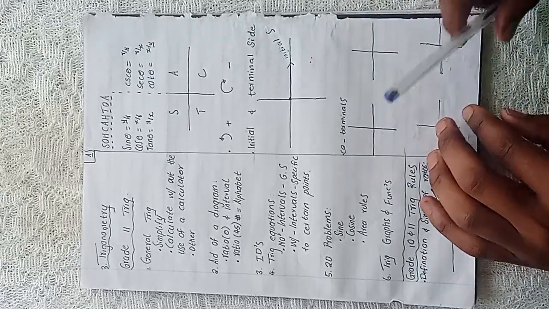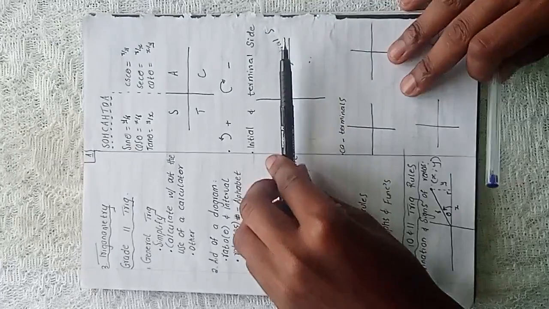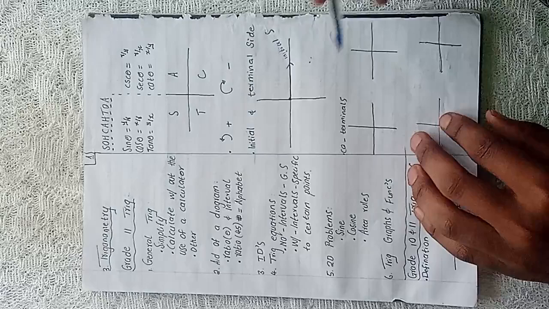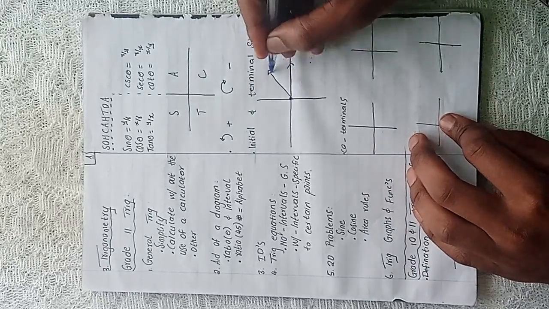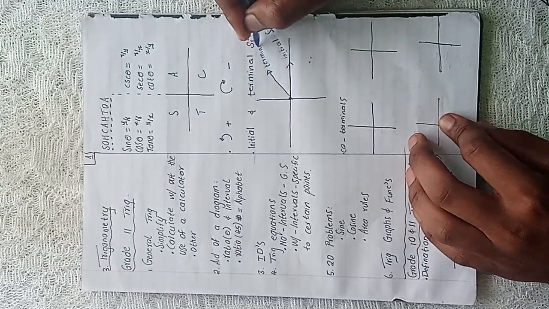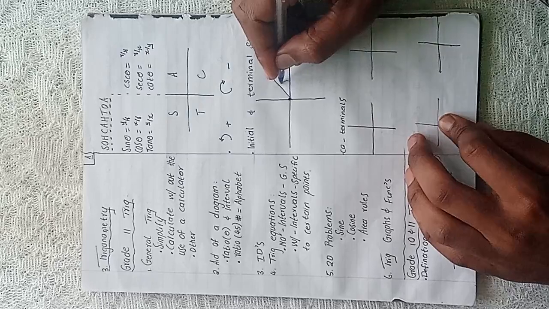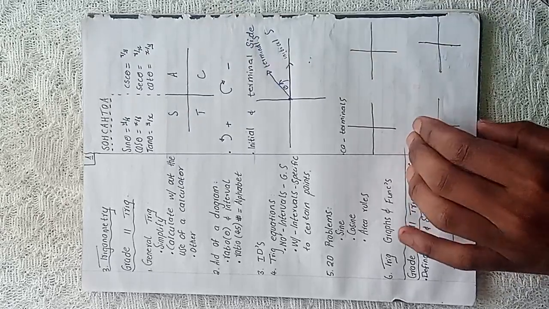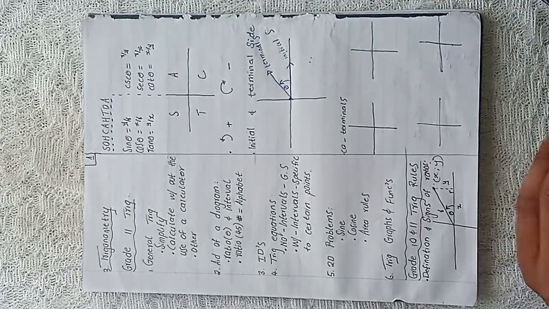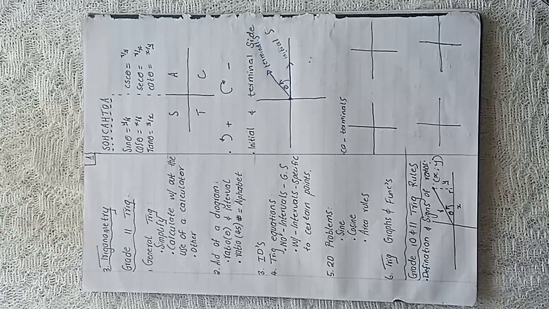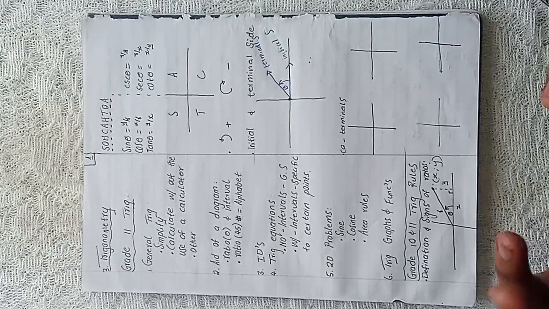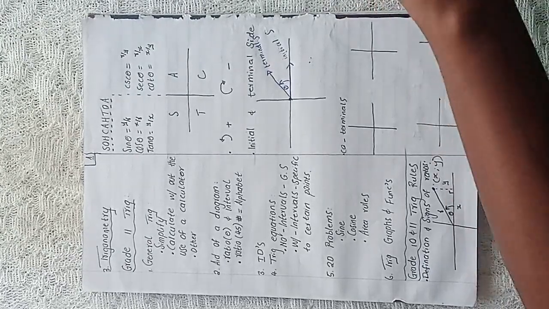Okay, and then our terminal side, it's the arm that's moving. So in this case, let me just mark the terminal side here. Terminal side. So I will have theta there. So the initial side and the terminal side form our angle. The initial side is the side that does not move, and it's on the positive x-axis. And the terminal side is the arm that is moving.